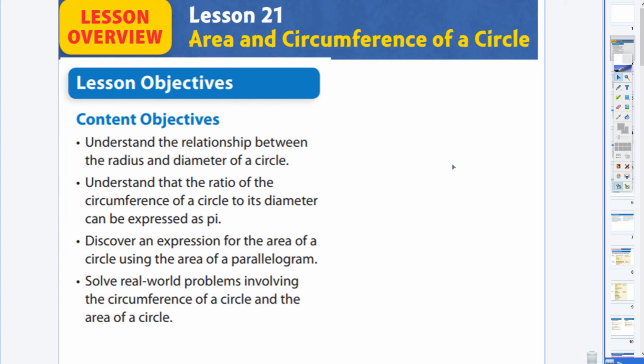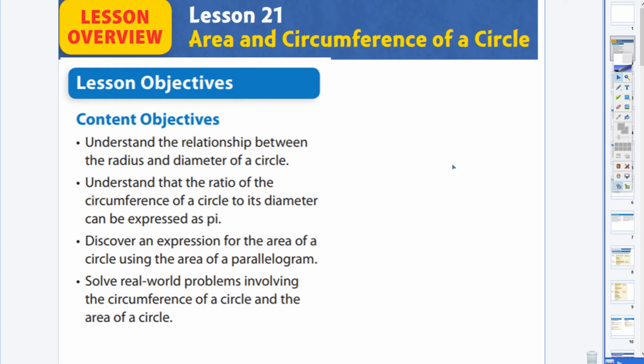Lesson 21. Area and circumference of a circle. Here are the lesson objectives. We'll look at the content objectives first. Understand the relationship between the radius and diameter of a circle. Understand that the ratio of the circumference of a circle to its diameter can be expressed as pi. I think that's the first thing we're going to look at.